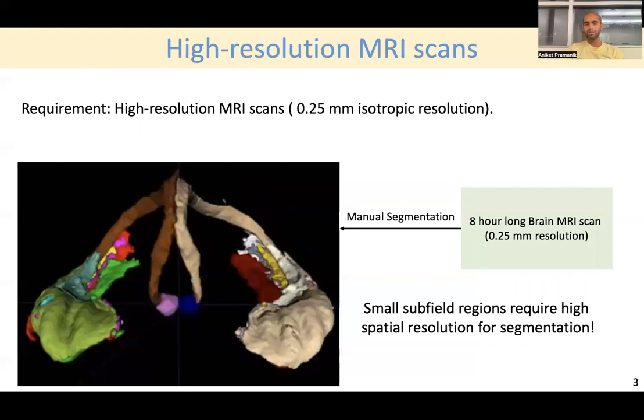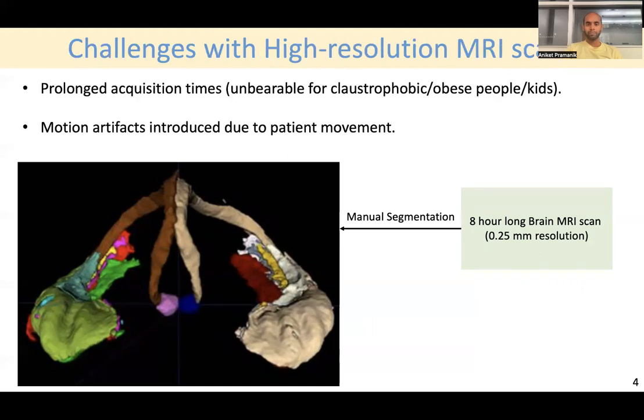And for that, you would require a 0.25 mm isotropic resolution scan, which is really high and takes 8 hours long. And that is really troublesome for people. The challenges are prolonged acquisition times, and such scans are more vulnerable to motion artifacts due to patient movement.